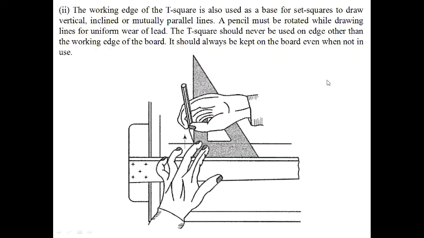Second case, when you draw the vertical line. First you draw the horizontal line. Now on this horizontal line you draw a vertical line. So what we'll do is shift the T square to a lower side and place the set square, and on this T square we firmly hold the set square. First we firmly hold the T square at the working edge, then on this T square we firmly hold the set square. So always the set square is held on the working edge of the T square, not this side. This side is not possible.